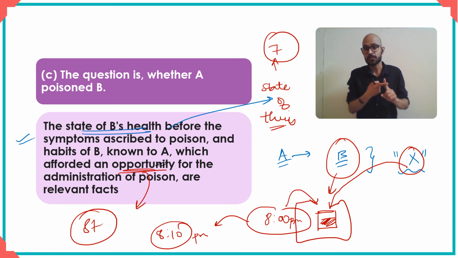So section 6, we've seen, if something forms a part of the same transaction, the word transaction being important, it becomes relevant under section 6. If you've got any of these 5 words for section 7, it becomes relevant under section 7. I hope you've got the point.